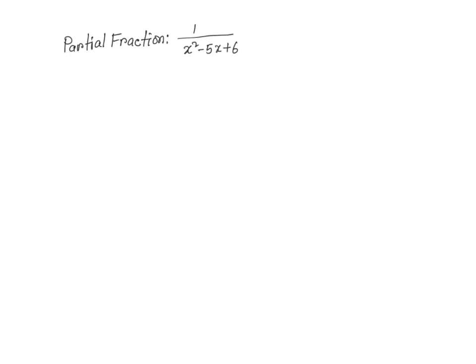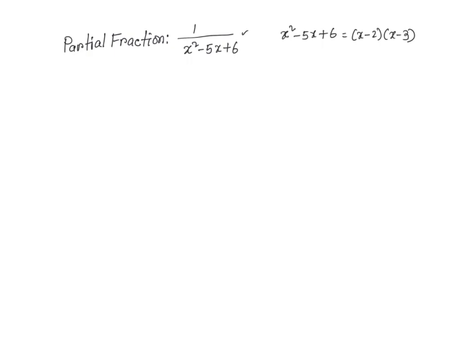In this video, I am going to show you how to make partial fraction of this given expression. First of all, we can factor the denominator out. So let's see, x squared minus 5x plus 6. I'm assuming that you know how to do the factoring. So this is going to give you x minus 2 times x minus 3.